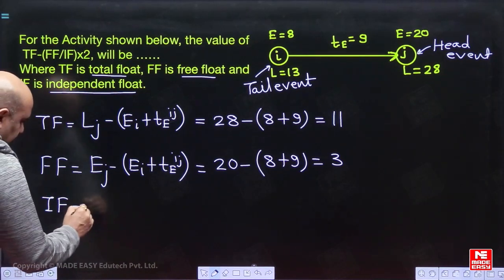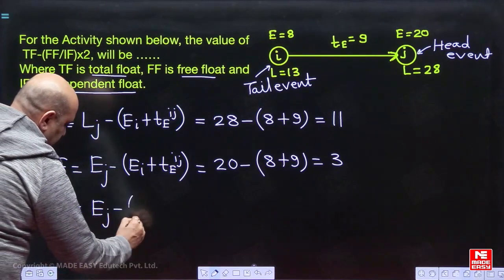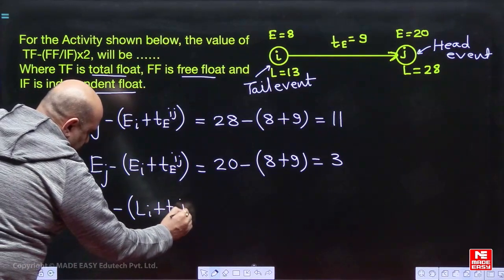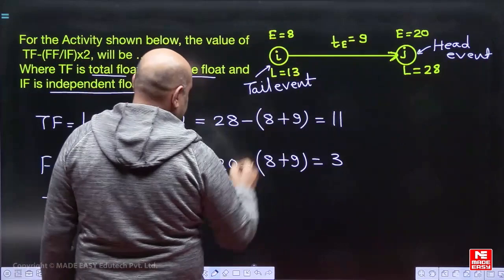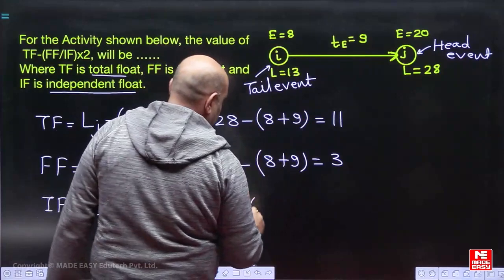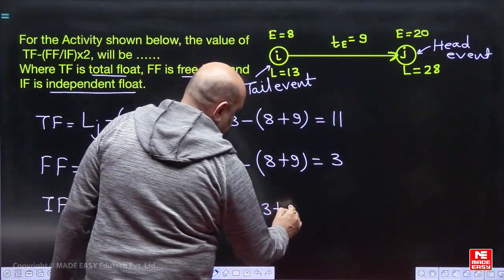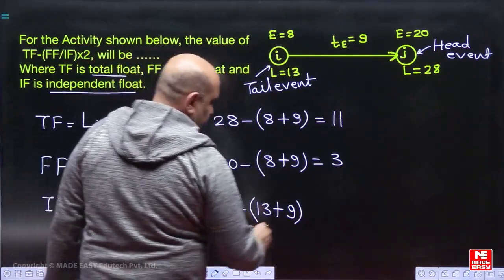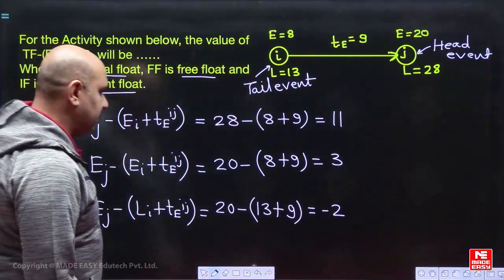Independent float is given by EJ minus Li plus activity duration. See, EJ is 20 minus Li 13 plus activity duration 9. That is 20 minus 22, which is minus 2. Now simply we should put the values here.